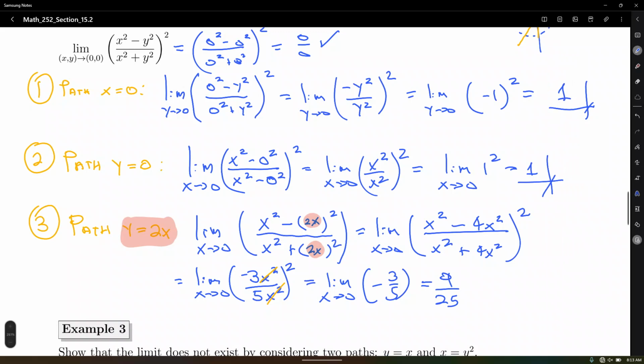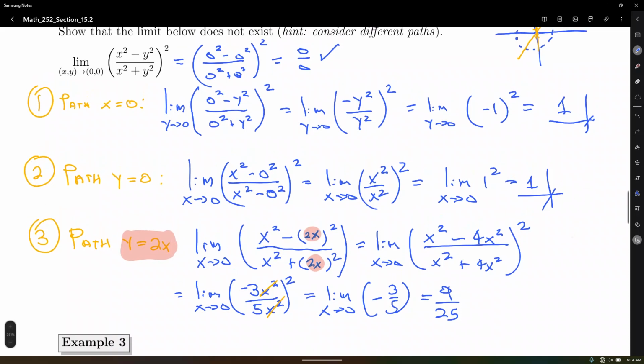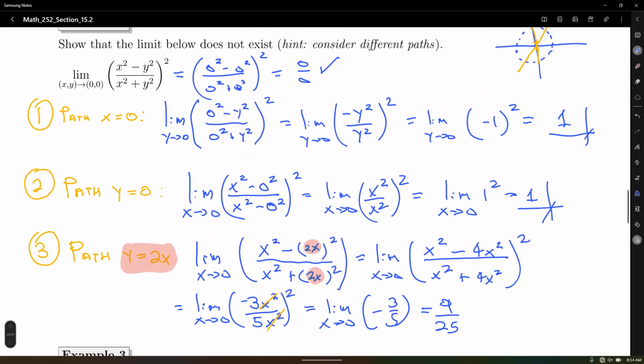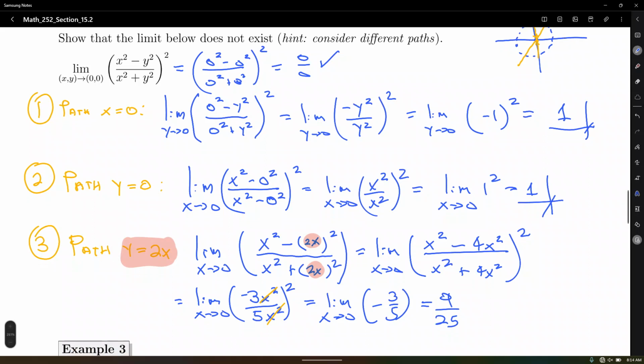Yes, you got 1 and 1 for the first 2 tries. That's right. However, the third one, another path in this case, gave us a different limit, and this is how you show that the limit does not exist. All right? So let's make more sense out of this. This means that if we approach along x equals 0, that is vertically if you will, our limit is 1. If we approach horizontally, y equals 0, that also equals 1. However, if we approach along a diagonal line, the z value obtained is 9 over 25, which is no longer the same result as in the previous 2 tries.